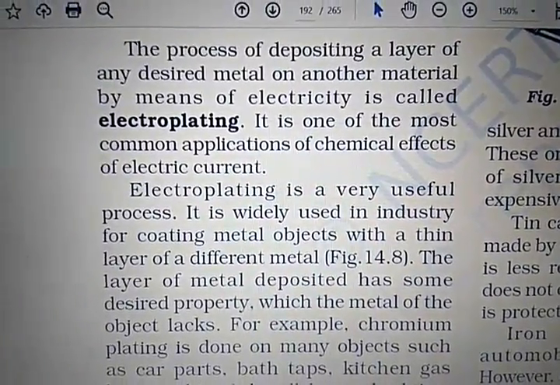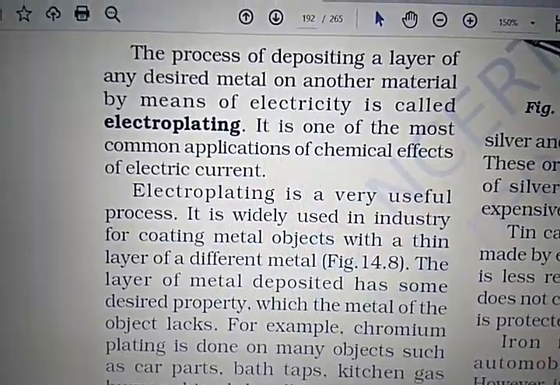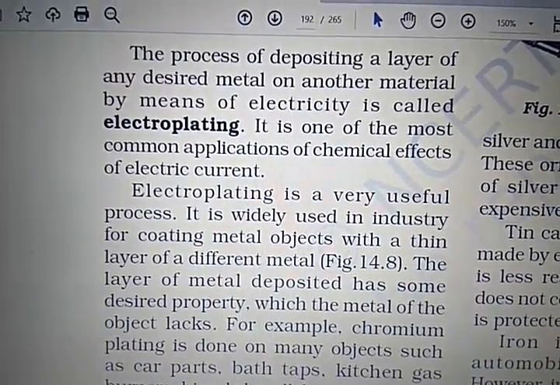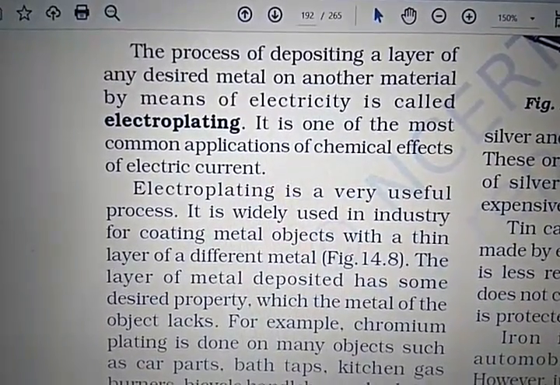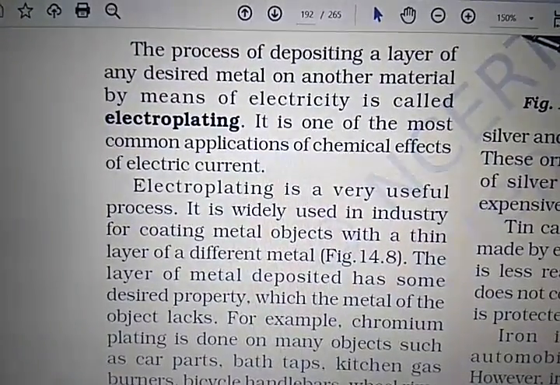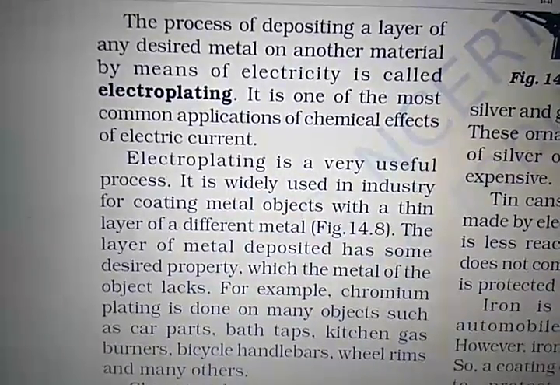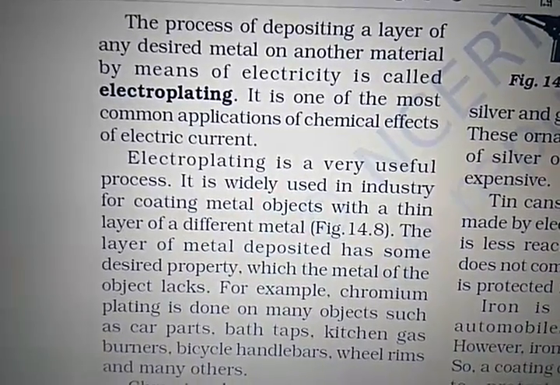So dear students, the process of depositing a layer of any desired metal on another material by means of electricity is called electroplating. It is one of the most common applications of chemical effect of electric current. Electroplating, it is one of the common applications, one of the uses, right?